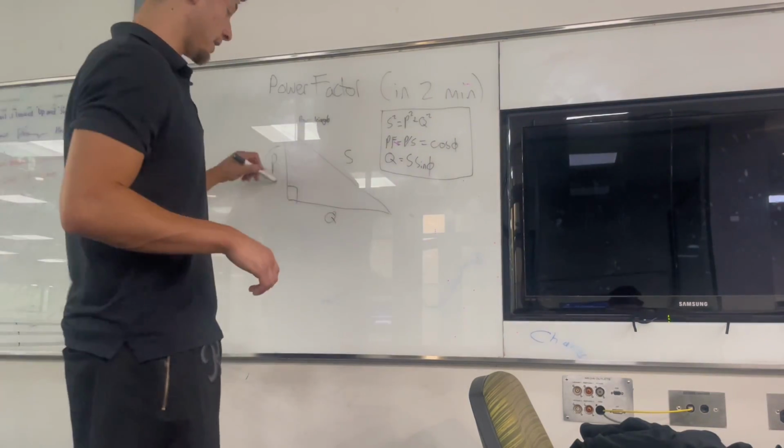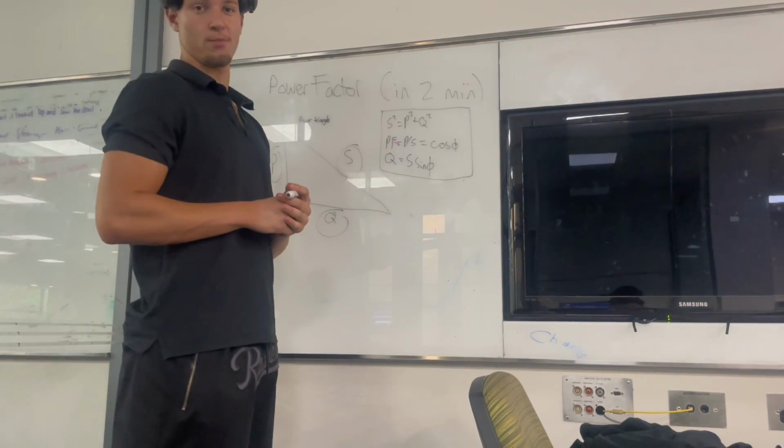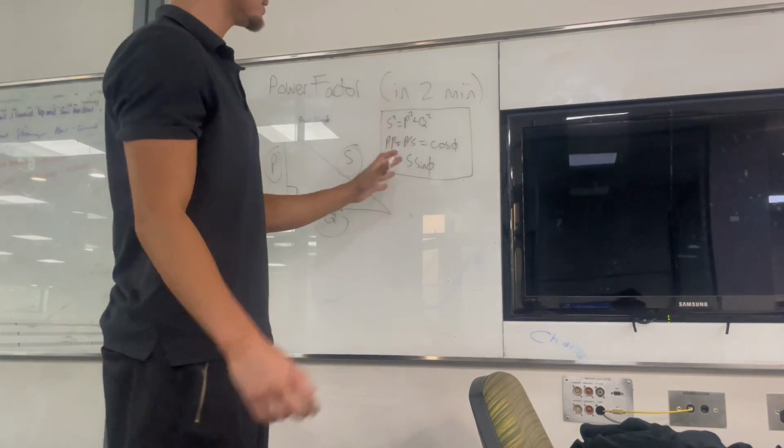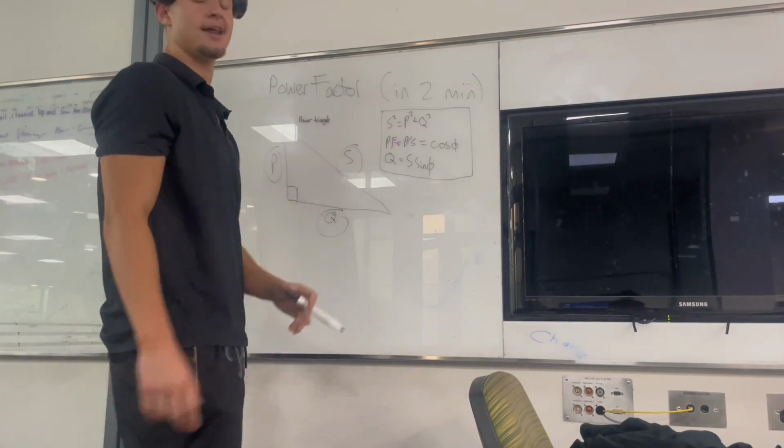The real power, P, the reactive power, Q, and apparent power, S, form a right angled triangle. As seen by these equations here in my little box, reactive power does not do work. It just stores and returns energy in magnetic or electric fields.